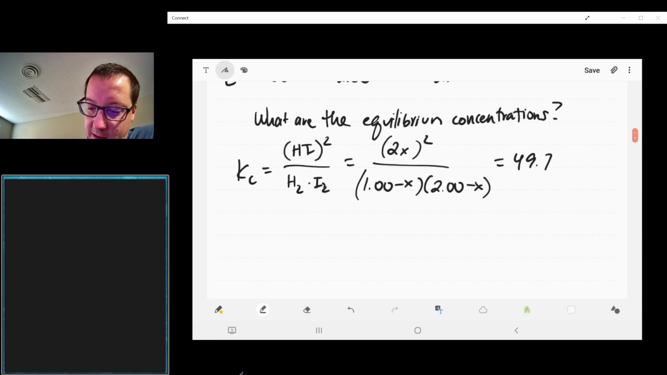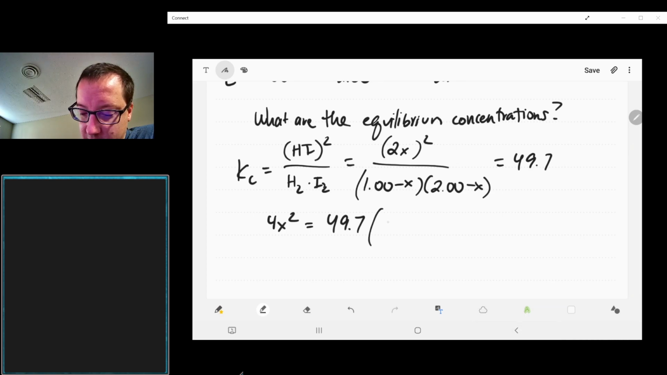If we do this algebraically, we have 4x squared equal to 49.7 times, let's see if I can do this in my head, 2 minus 2x plus x squared on the bottom. Hopefully I can do that sort of math in my head. No, apparently I can't, because it should be minus 3x. Right.